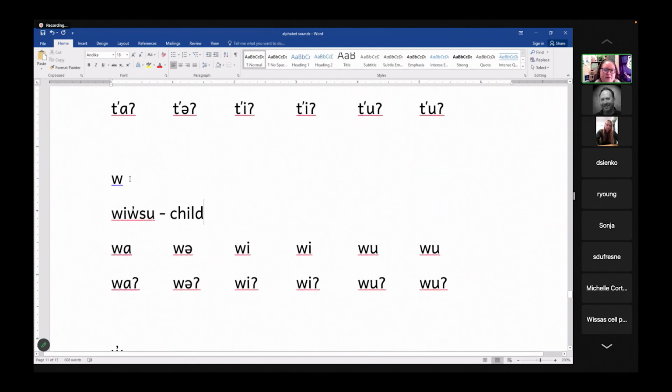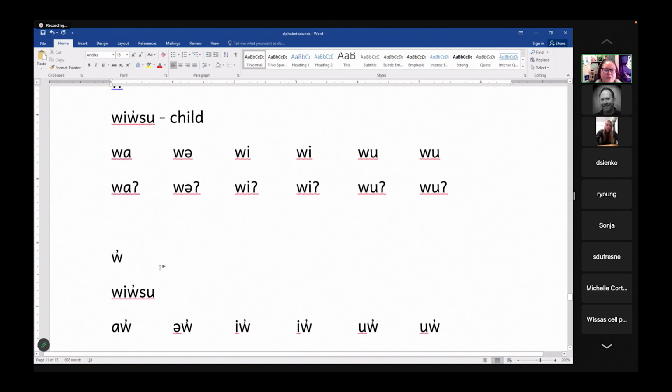And then we have our W, which makes the same sound as it does in English. Whew-su. And our sound chart: wa, wa, we, way, wo, woo. And with the glottal stops: wa, what, we, way, wo, woo.